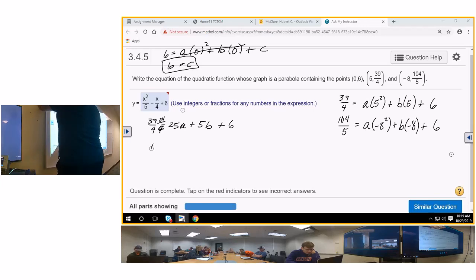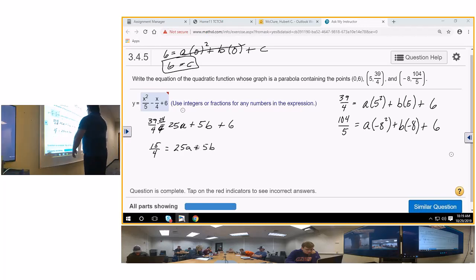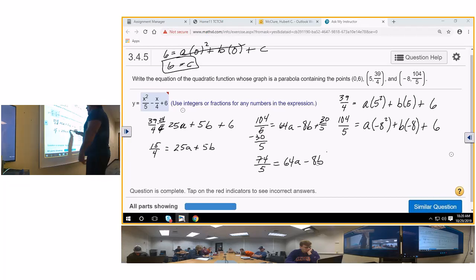15. Was that what we got before? Is equal to 25a plus 5b. Okay? 104 over 5 is equal to 64a minus 8b, and we're going to change this to 30 over 5. 104 minus 30 over 5 is 74 over 5. Correct? Yeah. This is the same thing we did last time. Okay, well then I must have something wrong somewhere.